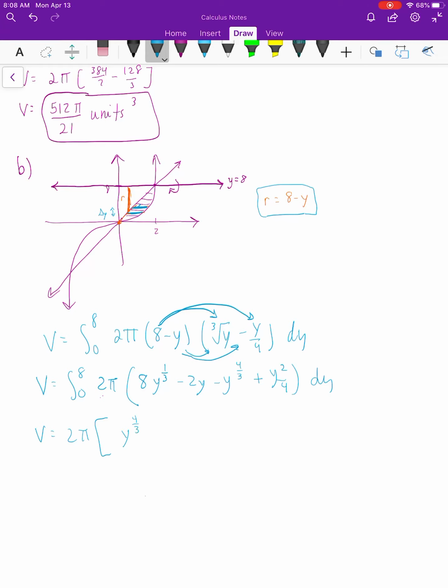And I can actually integrate this right now. So y to the 1/3 plus 3/3 is y to the 4/3. And then this is going to be 8 over 1 times 3 over 4 minus y squared minus y to the 4/3 plus 3/3. That's y to the 7/3. And then division by 7/3 is multiplication by 3/7. And then this is going to be y to the 3rd divided by 4 times 3. So divided by 12.